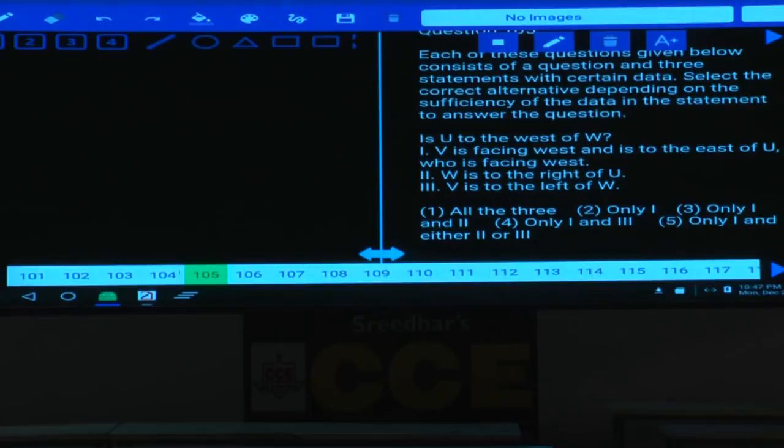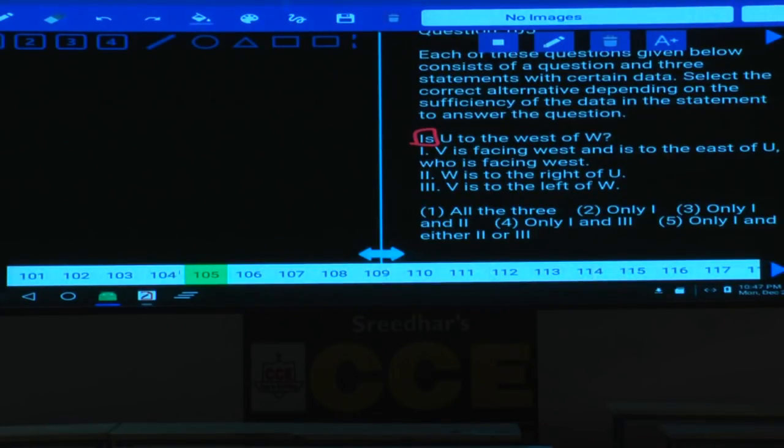Then question number 105. Is U to the west of W? Now the question is about whether U is to the west of W. Again the question is about "is", so we need to find out whether it is definitely true or definitely false, that is, definitely yes or definitely no.